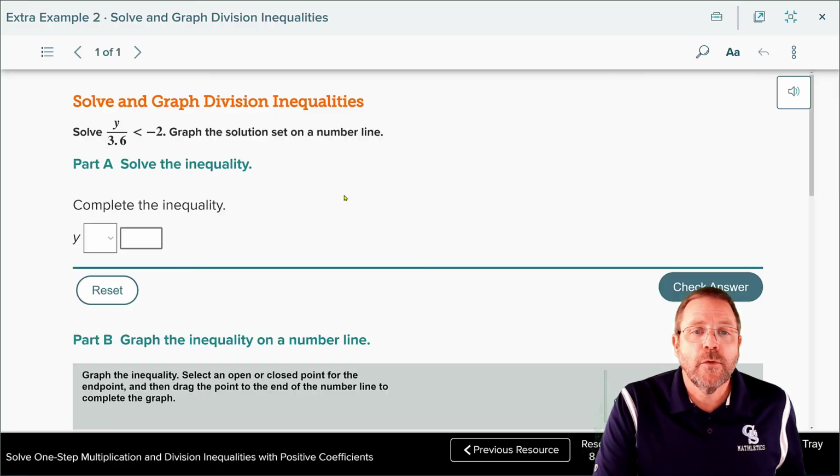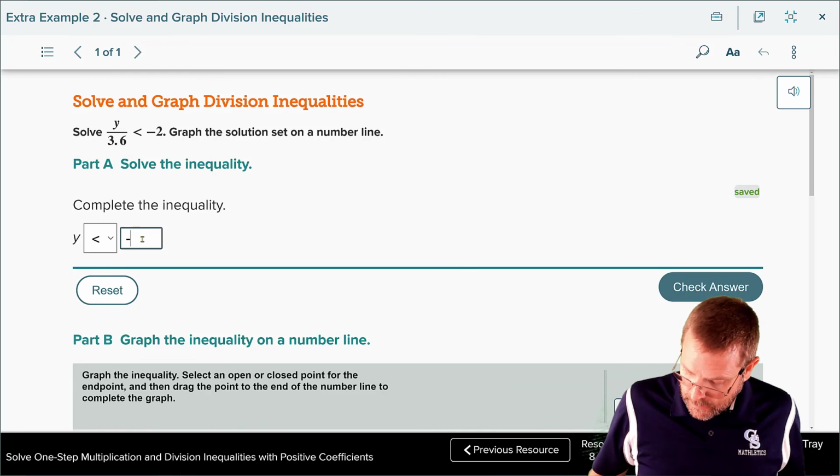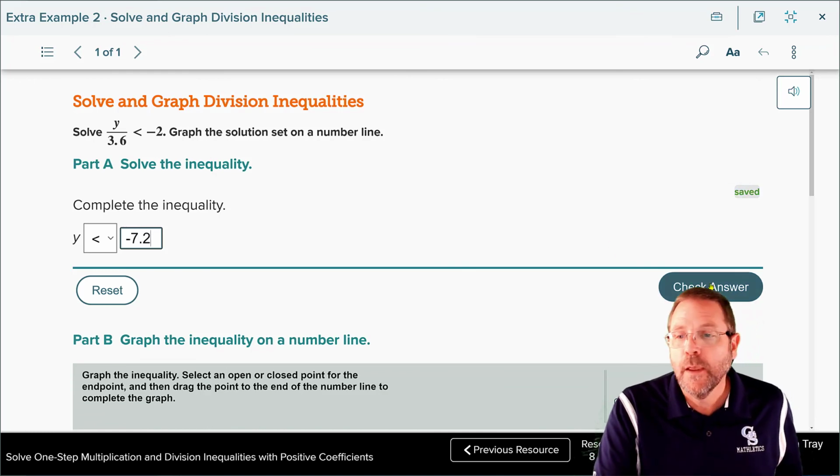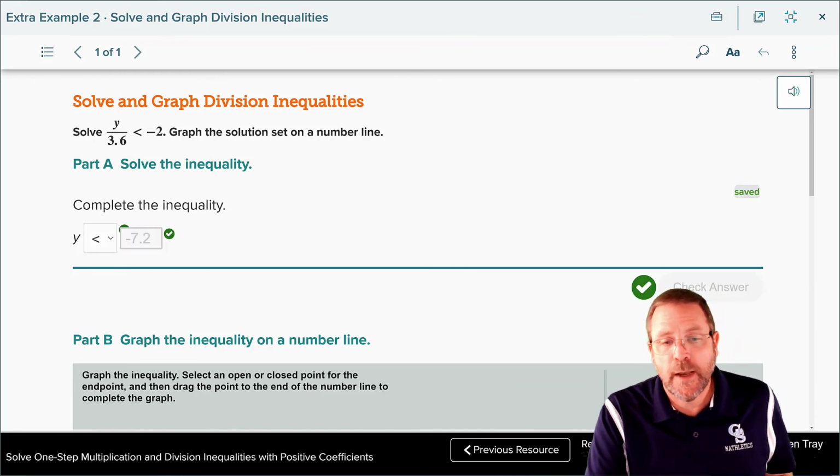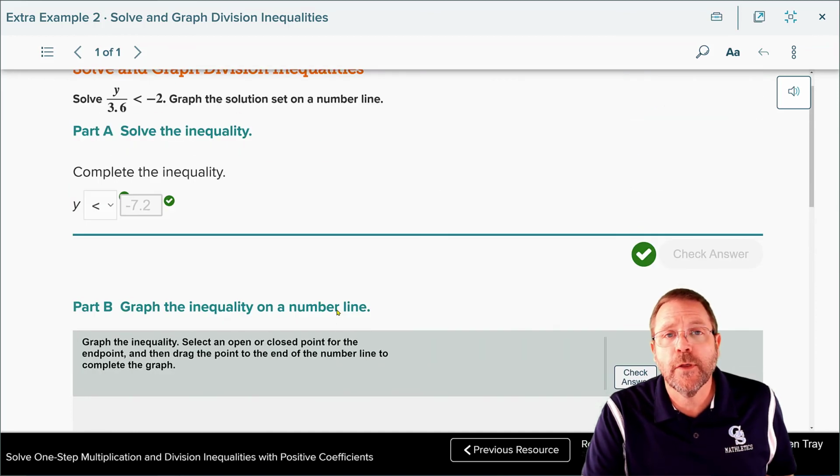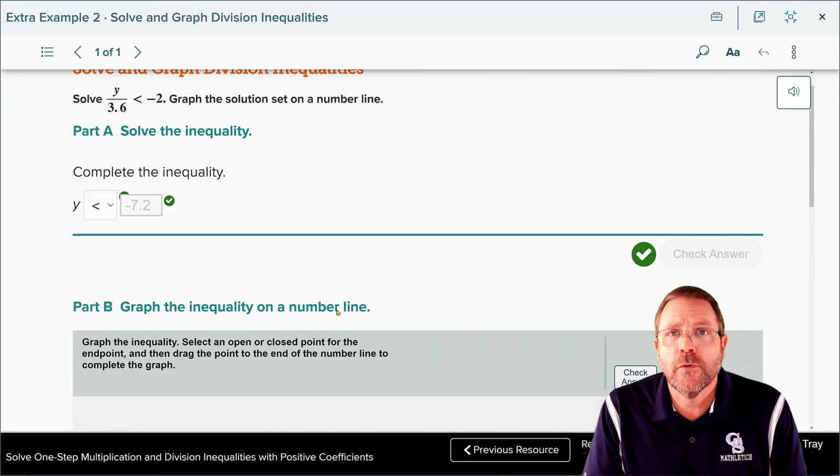We can jump back over here and say that our y value was less than a negative 7.2 and check it. That checks. I'm not even going to try and graph it because we know that's not working. That's all there is to this lesson.